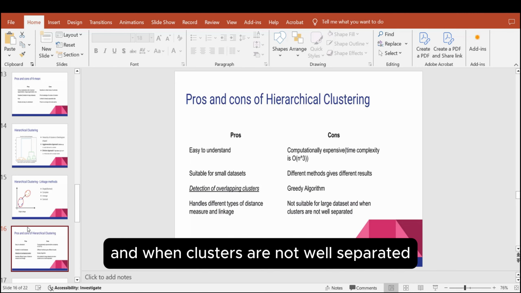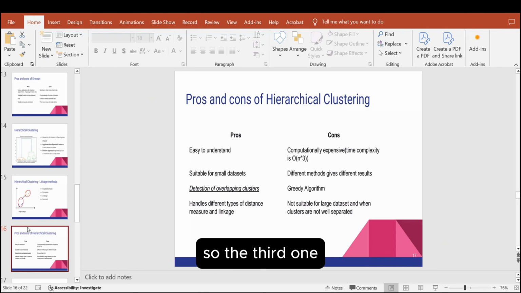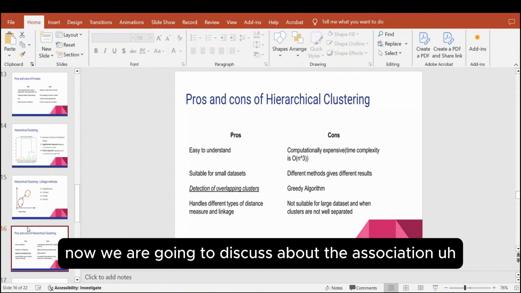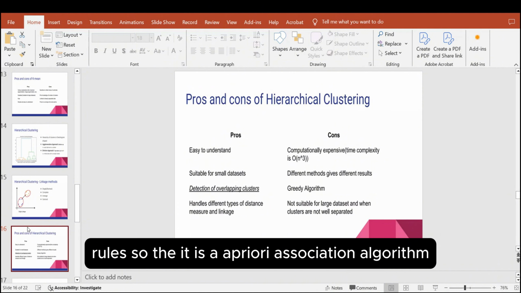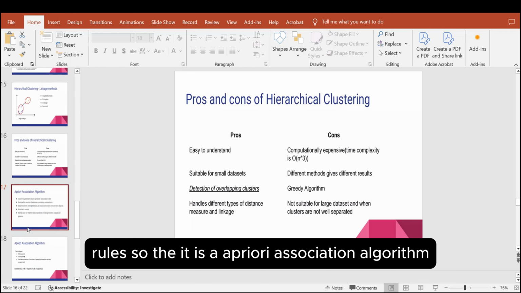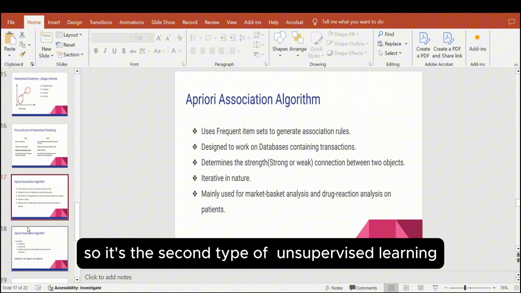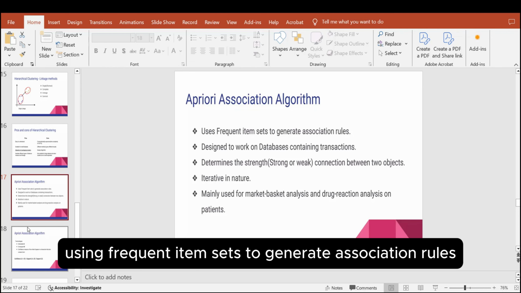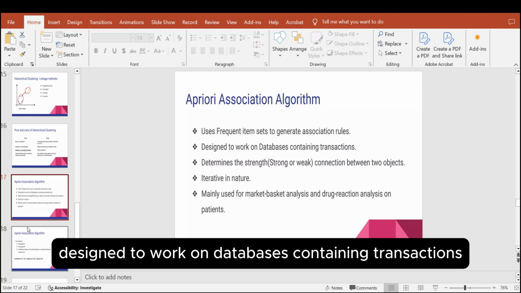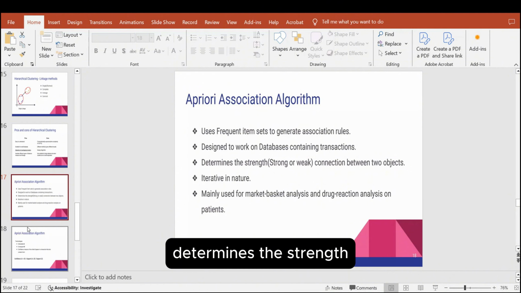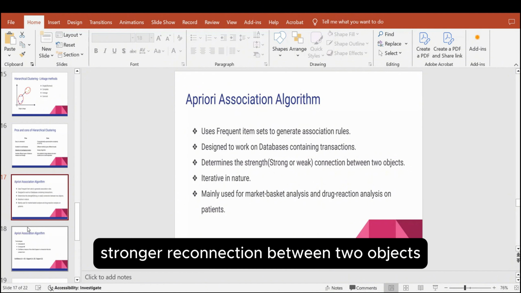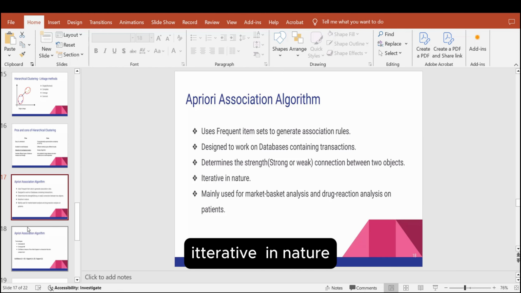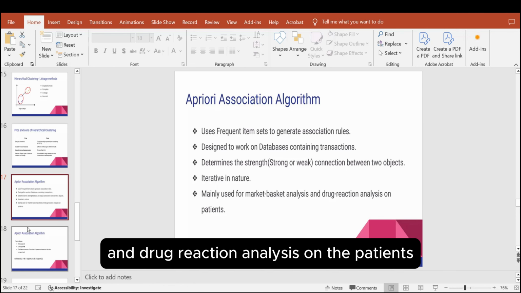not suitable for large data sets, and when clusters are not well separated. So the third one, now we are going to discuss association rules. It is the Apriori association algorithm, the second type of unsupervised machine learning. It uses frequent item sets to generate association rules, and is designed to work on databases containing transactions. It determines the strong or weak connection between two objects. It is iterative in nature, and mainly used for market basket analysis and drug reaction analysis on patients.